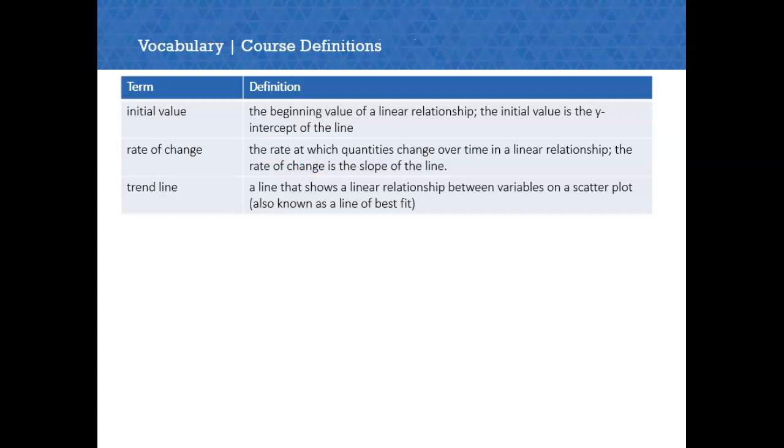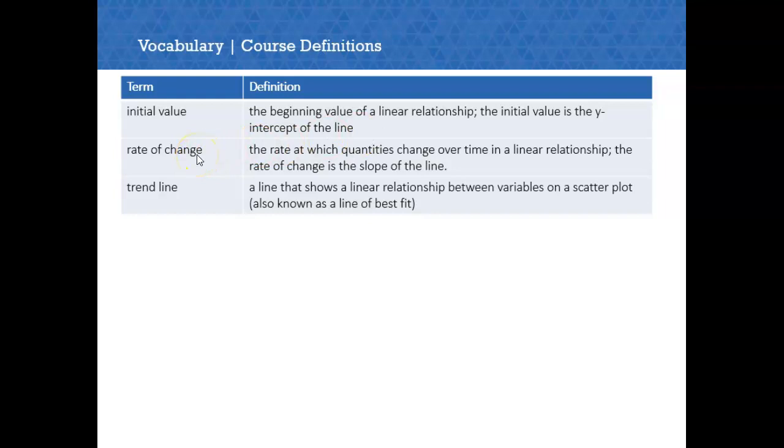As always, there is some vocabulary that we need to know and understand moving into the lesson. The first is initial value. We talked a lot about this in semester 1. The initial value is the beginning value of a linear relationship. The initial value is the y-intercept of the line.